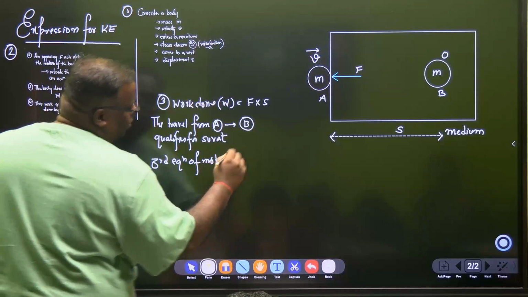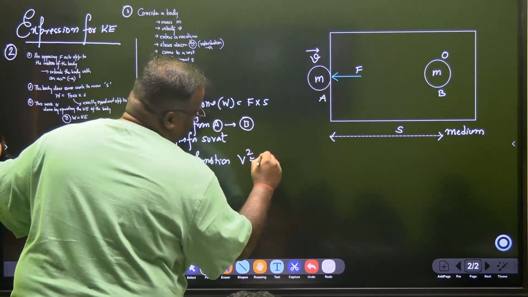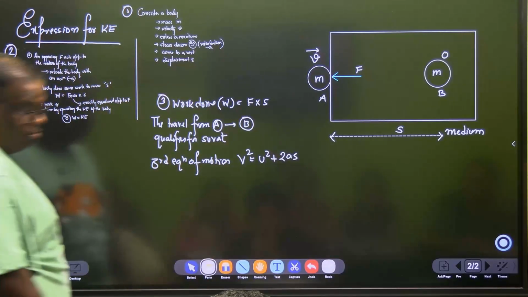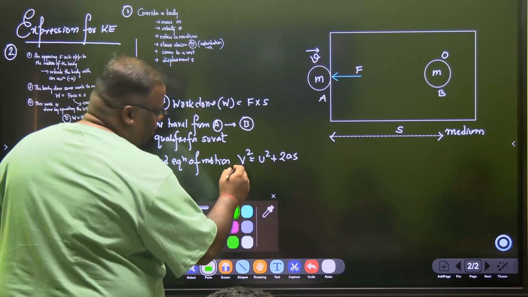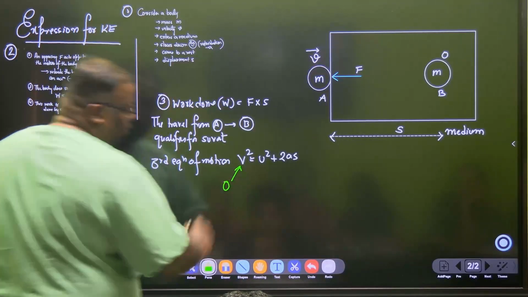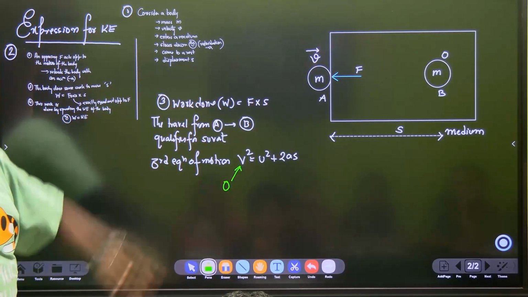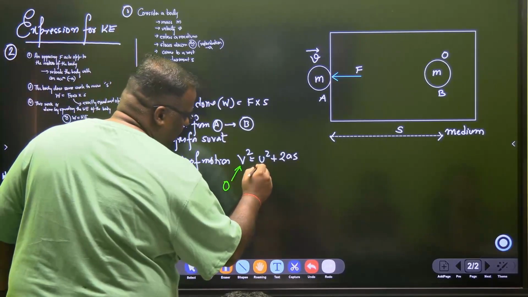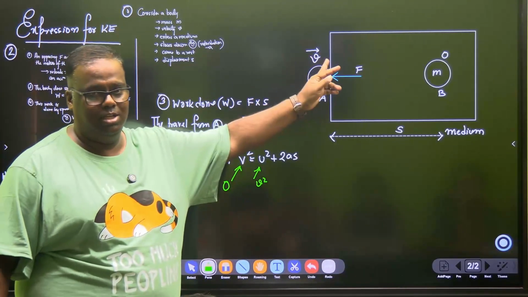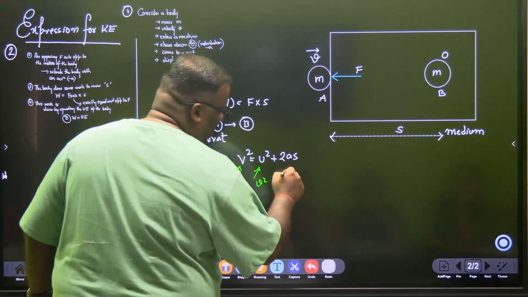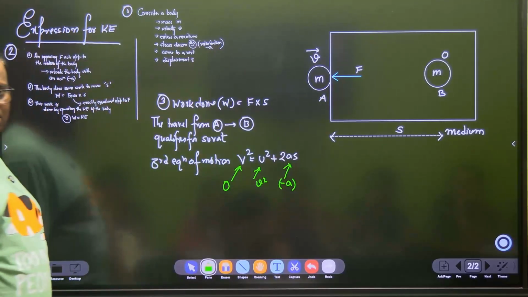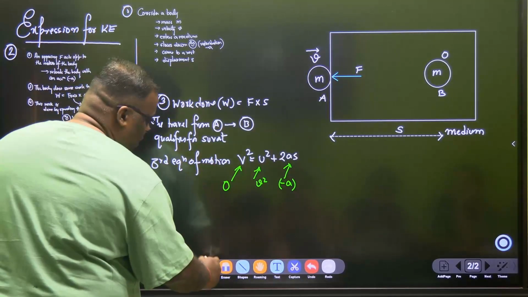What is the third equation of motion? V square is equal to U square plus 2AS. Do you agree? फिर पेन ले रहे हो. V square is U square plus 2AS. This is final velocity. In my problem, this is 0 because the body has come to a stop. The U square is V square because this is the initial velocity. Right? The A is a negative A and the S is S. Right? So shall I apply my law out here?